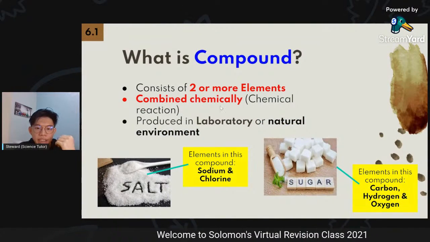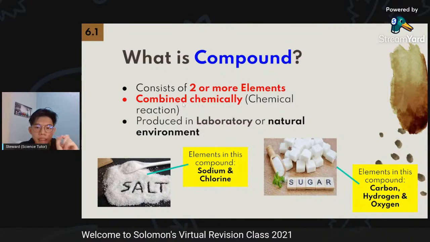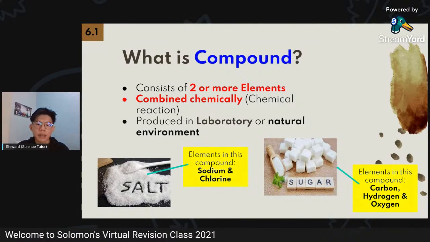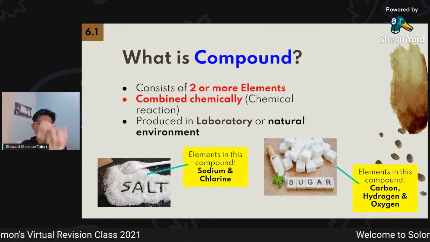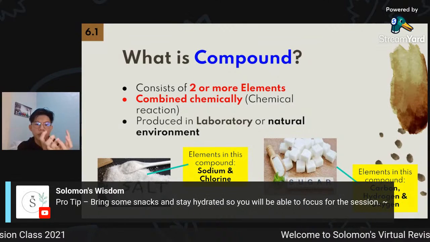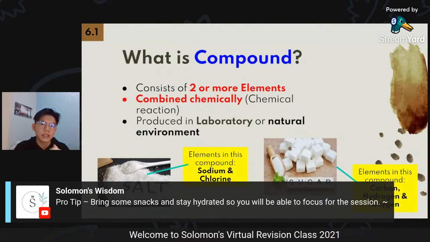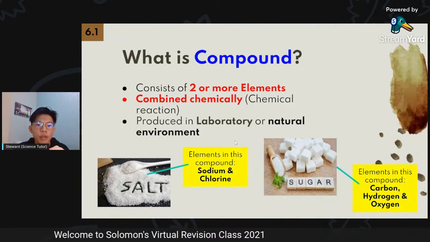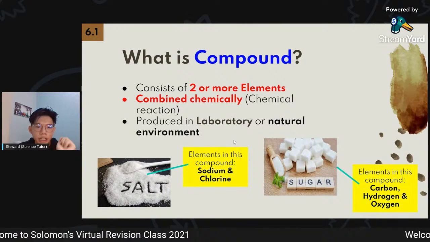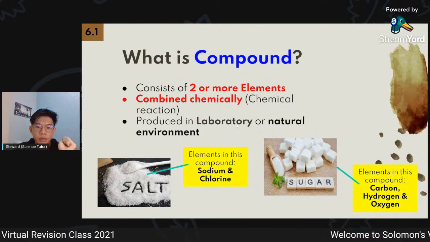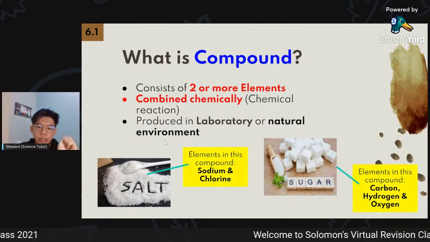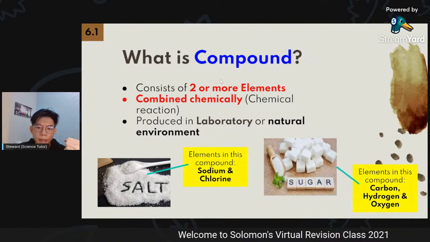Okay? So what does it mean as a compound? It is combined chemically. This is the keyword, chemically, not physically. Physically means you just mix iron and oxygen, you just mix like that. But chemically means you burn them together. You put them together and you burn them. So this is called chemical. Okay, not physically. This one we'll explain in detail later. Okay, so this one we can produce in a laboratory or a natural environment because it involves chemical combination.